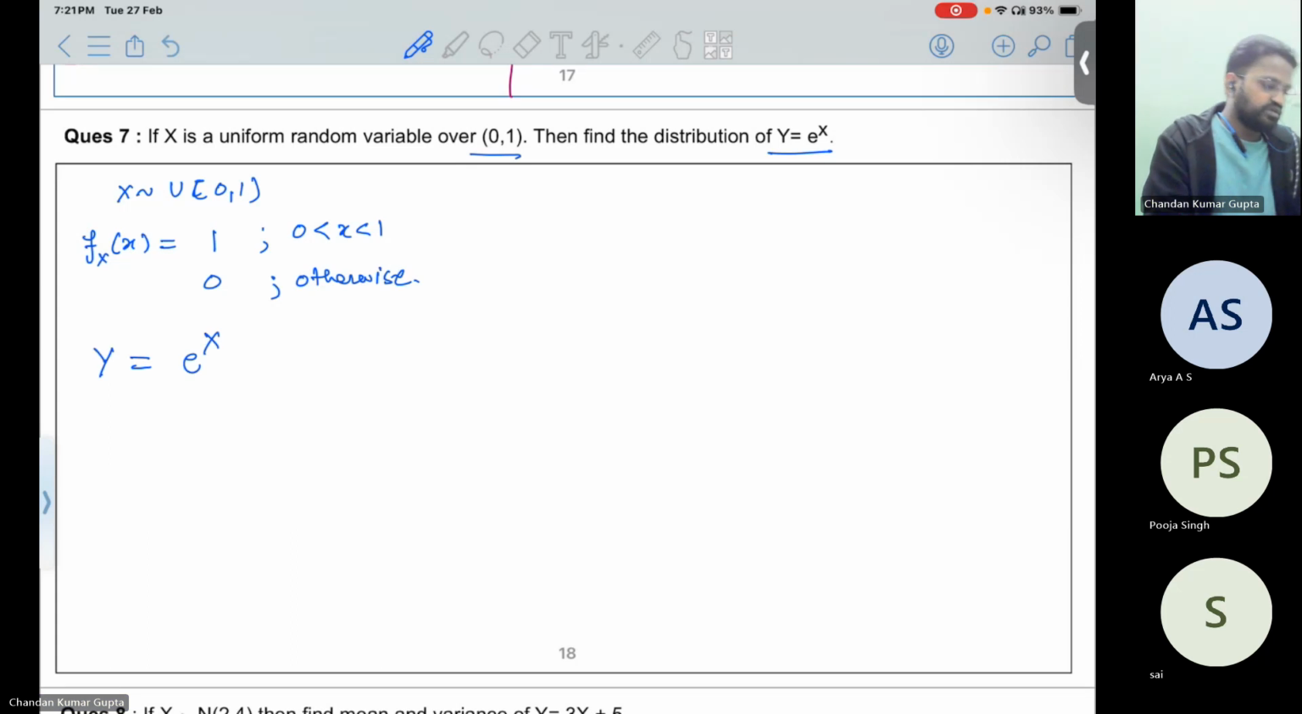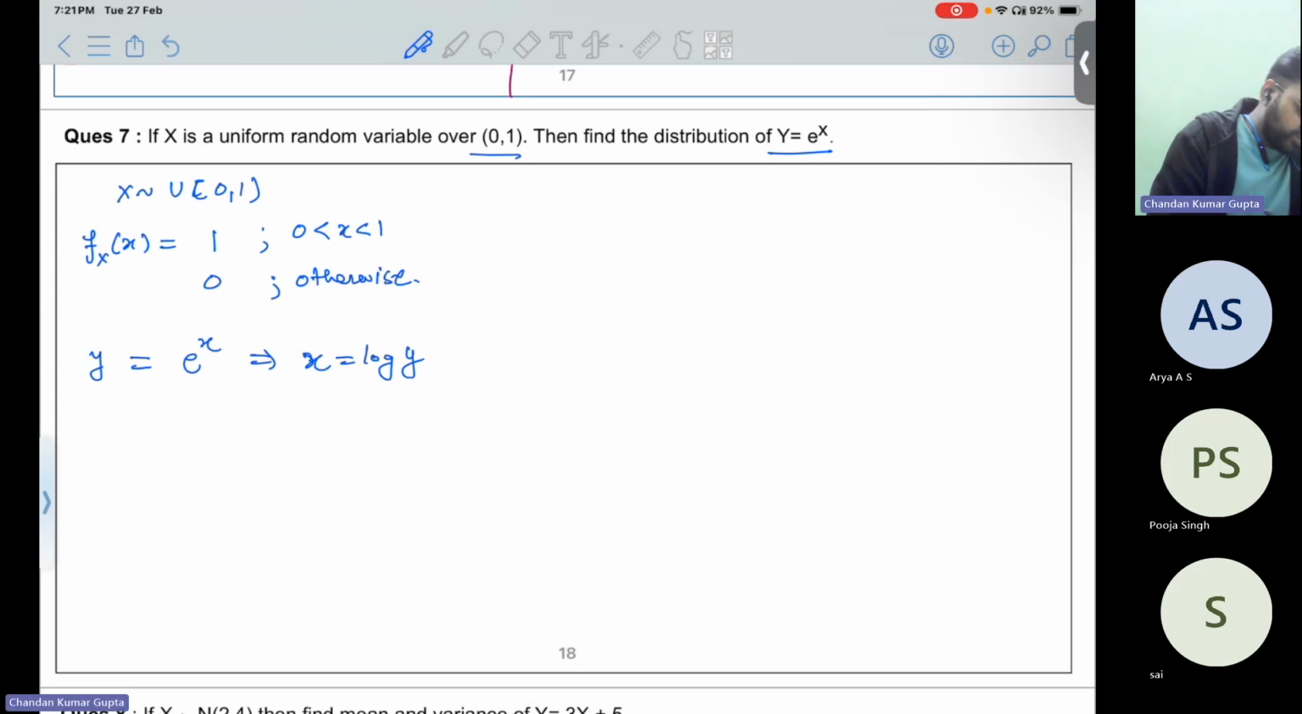Okay. So from here, actually when we are saying transformation equation, then we should write it in small letter. So y equal to e to the power x. This implies x equal to log of y. Now dx upon dy is what? 1 by y. This is also called Jacobian actually.